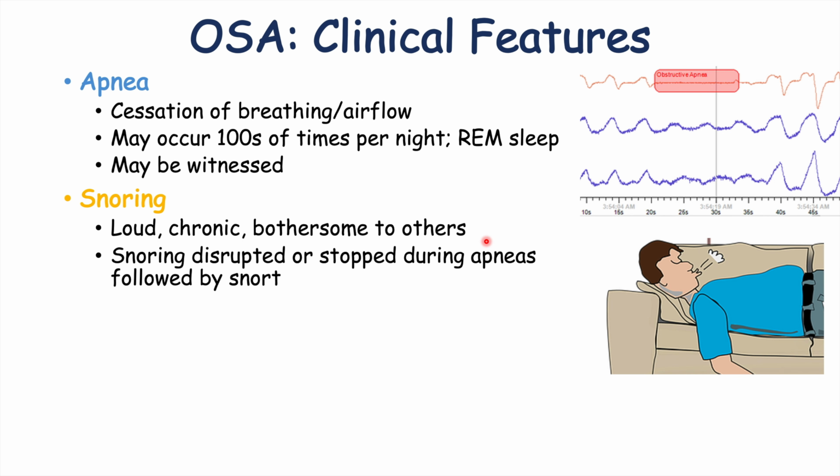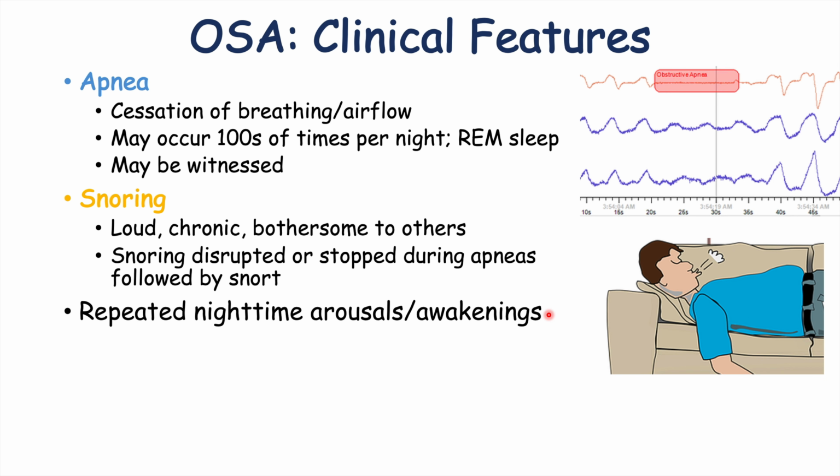And what's going to be very important with the snoring is that the snoring can become disrupted or stopped during apneas, followed by a snort. They'll often make a snort or a gasp or a choking sound. So this can be very, very important to recognize. And this is going to be very key in recognizing, because if a patient often has snoring and it becomes very disrupted and they have a snort or a gasp or a choking sound, this is going to be very, very characteristic and increase the likelihood that that patient has obstructive sleep apnea.